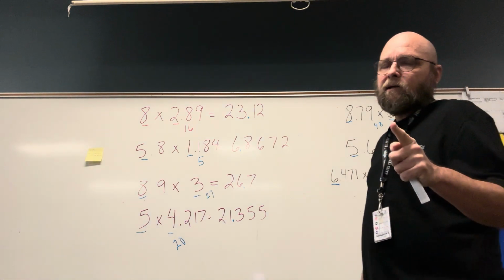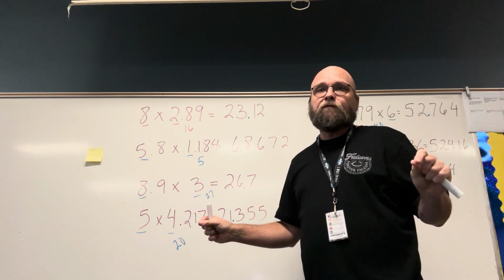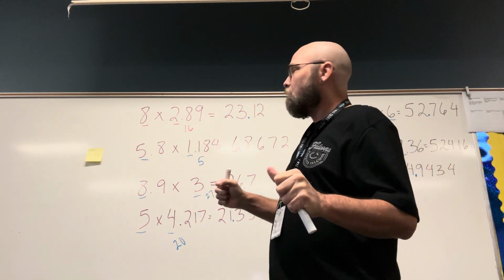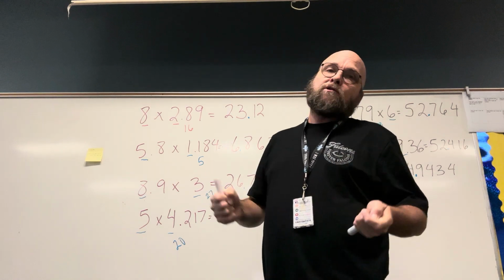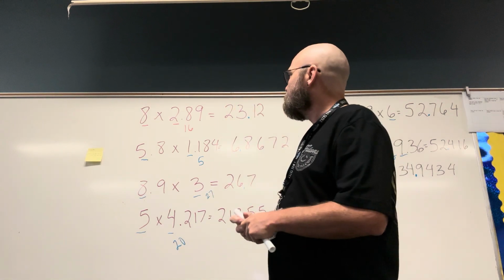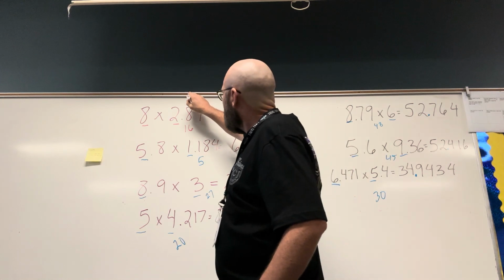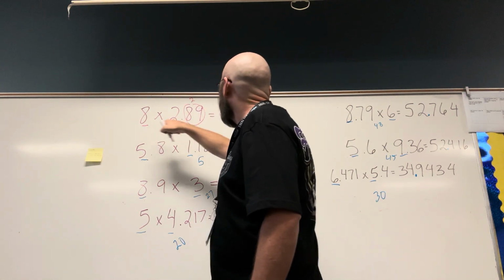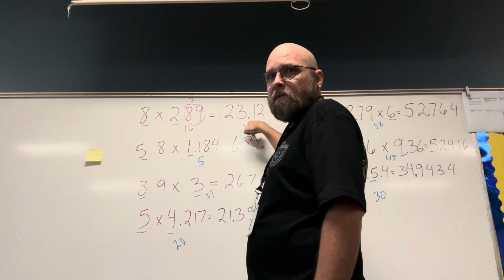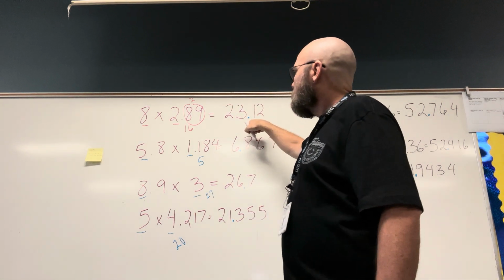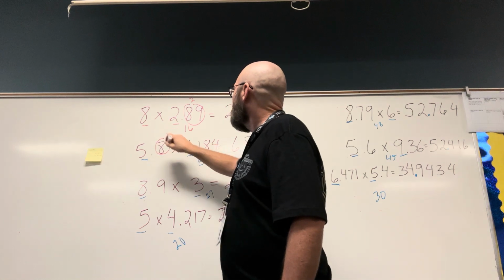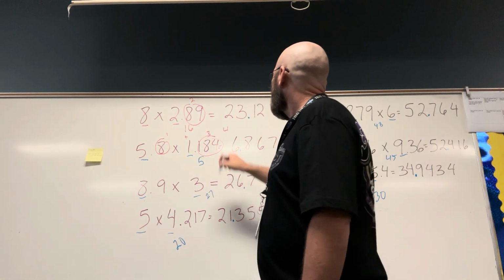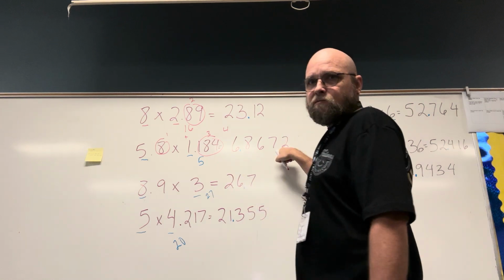Now, another way to look at it. Now, estimation is very, very, very important. Another way to look at it is if I go to my problem and I find out how many numbers are behind the decimal point in my problem. So if I look here, there are 2 numbers behind the decimal point. There are none there. So my answer has to have 2 numbers behind the decimal point. Here, there's 1 number, and then there's 3 numbers. So 1 plus 3 is 4. There has to be 4 numbers behind the decimal point in my answer.